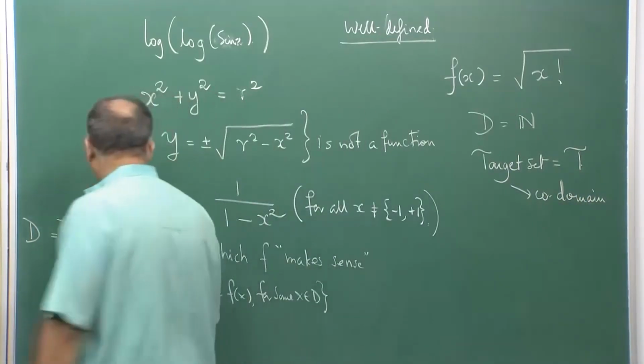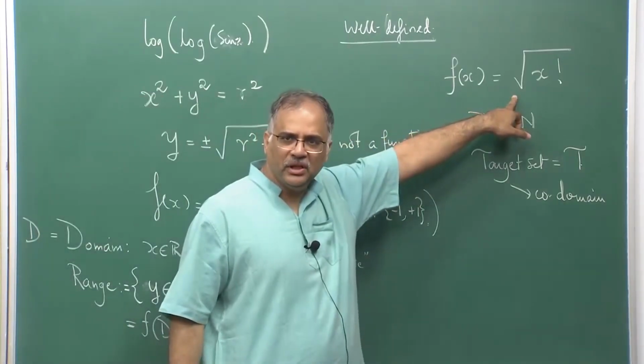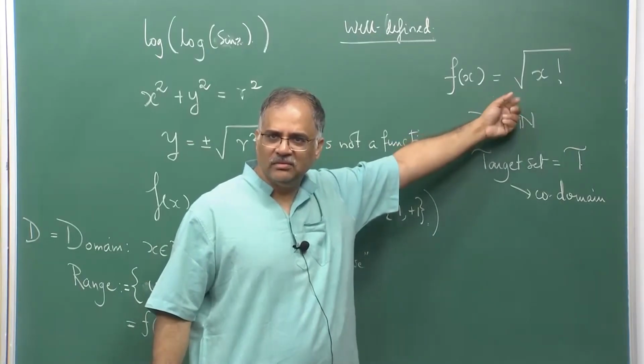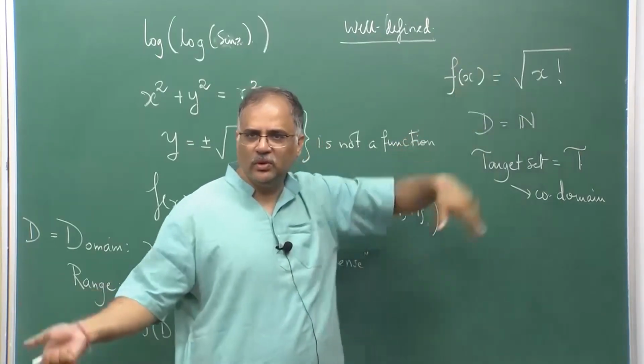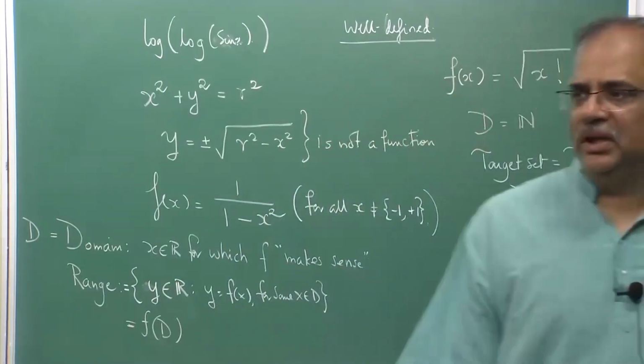So, once you have that, the codomain of this is positive real numbers again. Whatever square root you take has to be within the positive real numbers. So, the codomain is the positive real numbers.